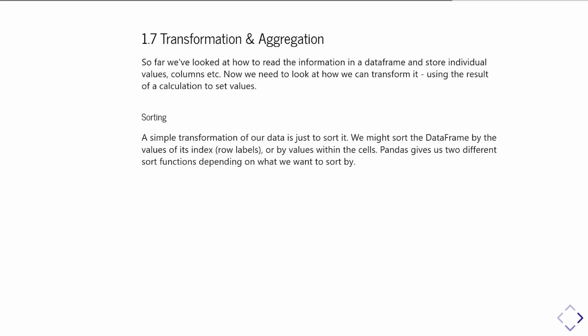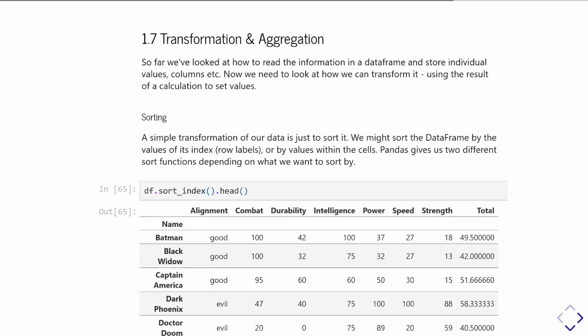So the first thing we're going to talk about is how to sort the data. This is the very simplest transformation you can do, is just to sort it. So we might sort a data frame by values, or we might want to sort by the index, by the row labels. So either a possibility. Either we want to look in a column of cells, or we want to look at a set of the index values. And Pandas gives us two different sort functions depending exactly how we want to sort the data.